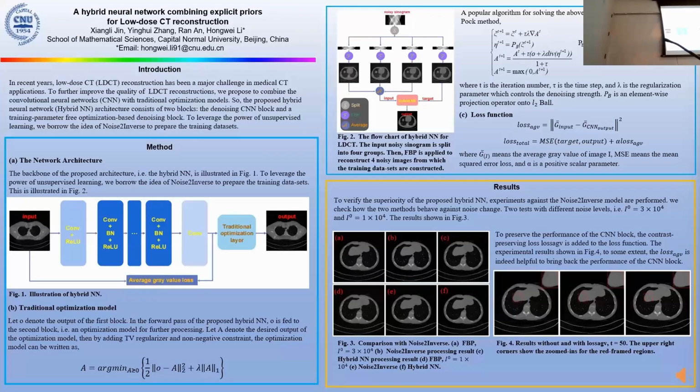To further improve the quality of low-dose CT reconstructions, we propose a hybrid neural network for low-dose CT denoising. The proposed network architecture consists of 2 blocks, the denoising CNN block and a training-parameter-free optimization-based denoising block.